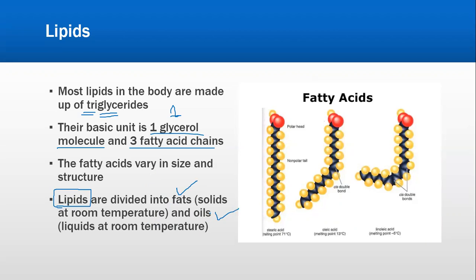तो इसके दो ही फॉर्म्स हो गए. अगर वो सॉलिड्स हैं, we declare them as fats. If they are in the form of liquids, तो हम उसको कह देते हैं oils हैं. And the fatty acids can vary in size and structure.